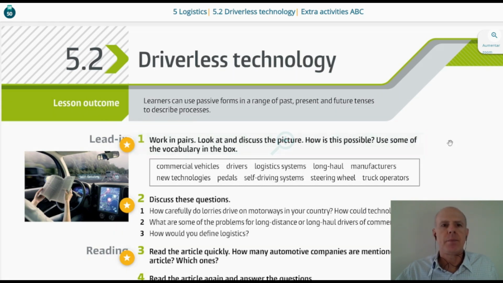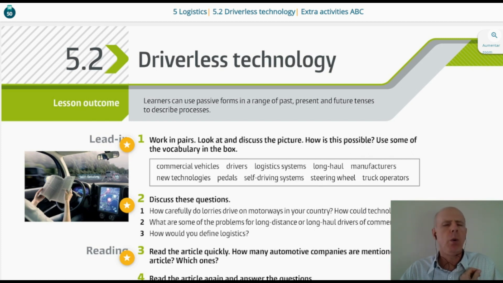Look at the first exercise. Look at and discuss the picture. How is it possible? Use some of the vocabulary in this box. We have here commercial vehicles, drivers, logistics systems, long haul, manufacturers, new technologies, pedals, self-driving systems, steering wheel, truck operators. I have already shown what a steering wheel is. It's that circle that people hold to drive the car, to control the direction of it.